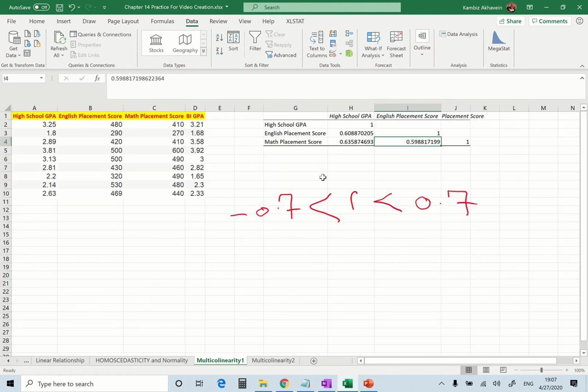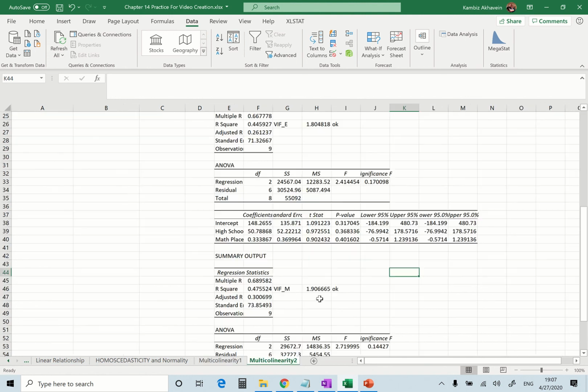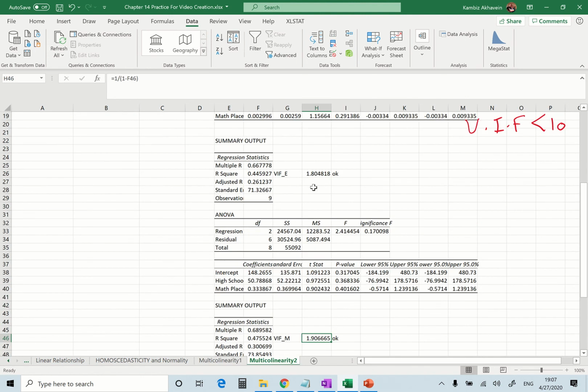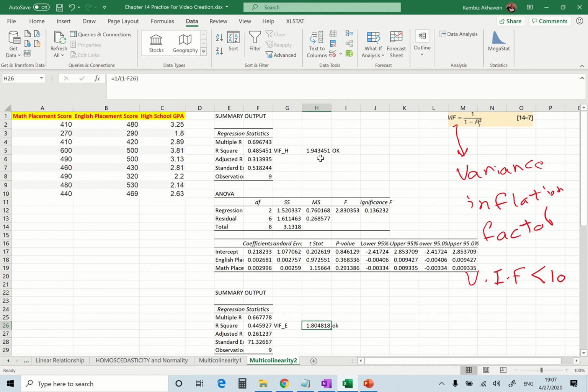So I checked the correlations. None of them are more than 70% or less than negative 70%. I checked the VIF for each variable. All of them are less than 10. So I don't have any multicollinearity problems. That means these scores are related, but it is within the range. They're not too correlated with each other. So this is the end of your section 14.4.